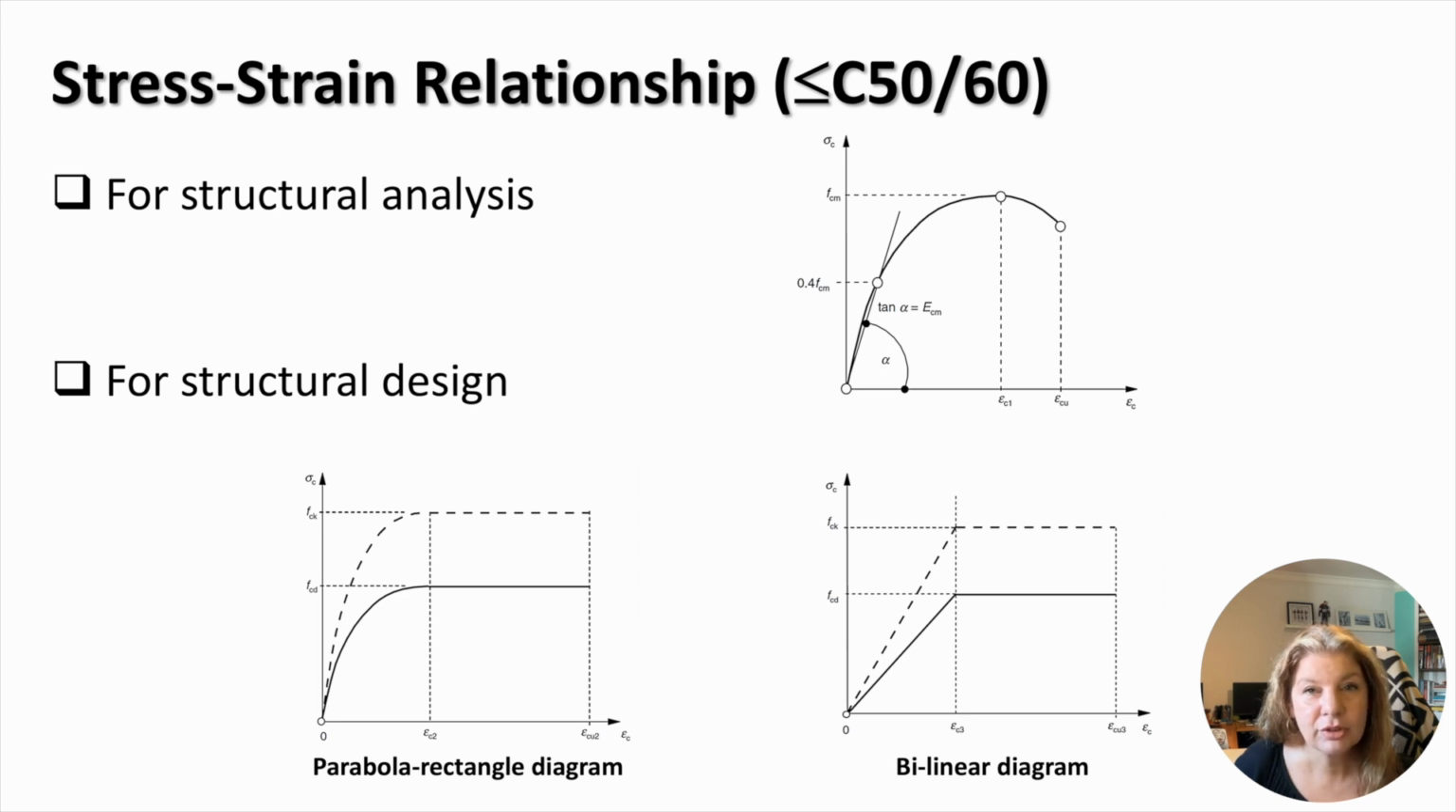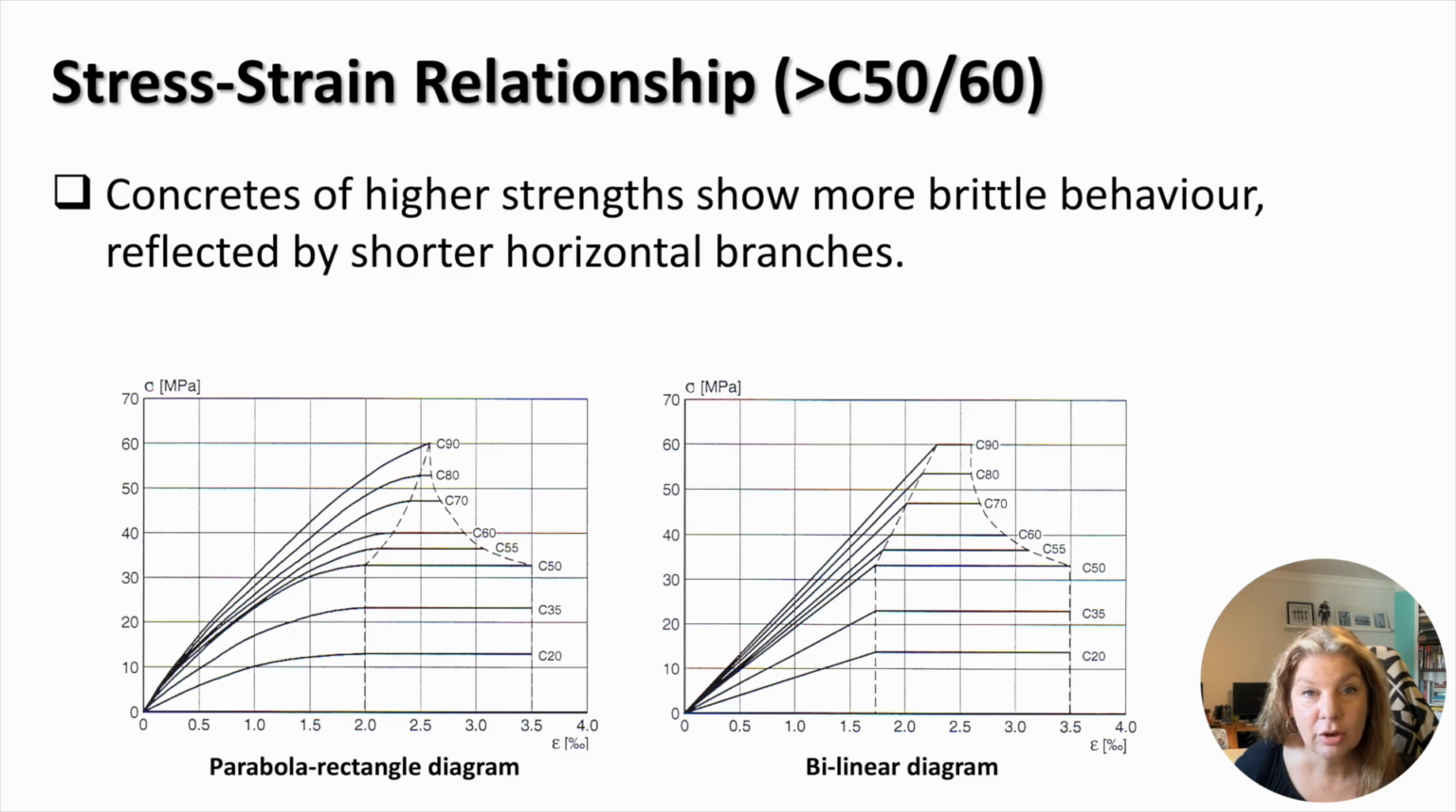Since the real stress-strain curve is highly nonlinear, concrete behaviour and design can be described using different, simple stress-strain curves. Here you can see two such examples. The diagram on the left shows the parabolic rectangular curve, and on the right we can see the bilinear curve. Higher strength concretes are more brittle. This behaviour of high strength concrete is accounted for in the design by shorter horizontal branches in both diagrams.